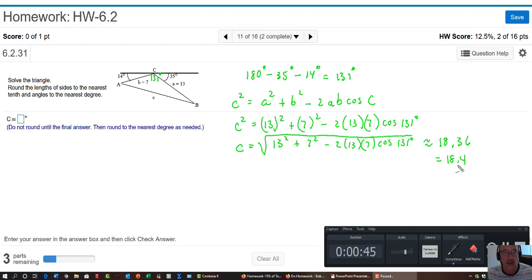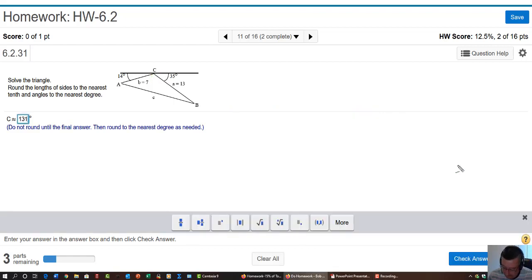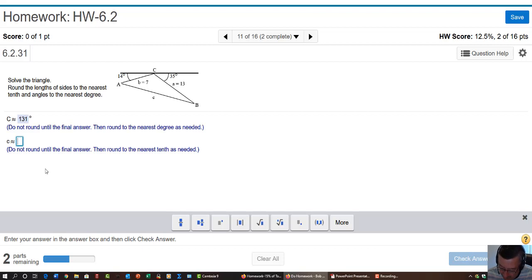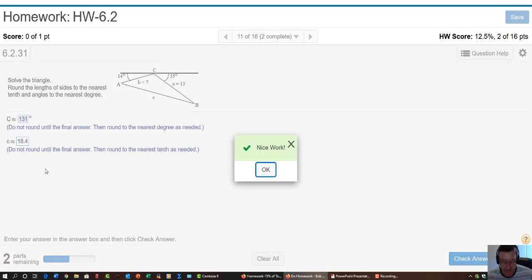So let's go ahead and check this one real quick. All right, checking them here. 131 looks good, and then let's check the 18.4. So be careful when it says round to the nearest whole number, nearest tenth, whatever, and I think you should be good. All right, let's head on to some more examples.